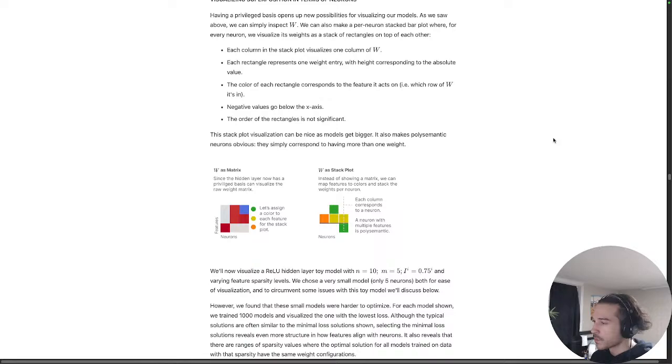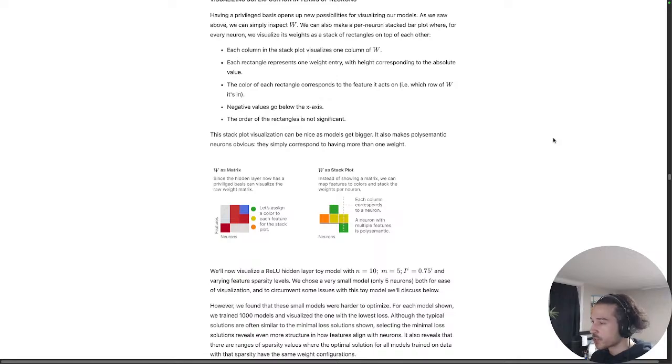Okay, interesting. So let's think about this. We're not showing a matrix now. We're mapping features to colors and stacking the weights per neuron. So if I go for the first neuron, it only has the one orange feature. If I look at the second neuron, it has the one yellow feature and the one green feature. And then if I look at the third neuron, it has blue and red and gray on the weight matrix. But when I look at the stack plot, that second feature is above as yellow and the third feature is below as blue. And again, a neuron with multiple features is polysemantic.